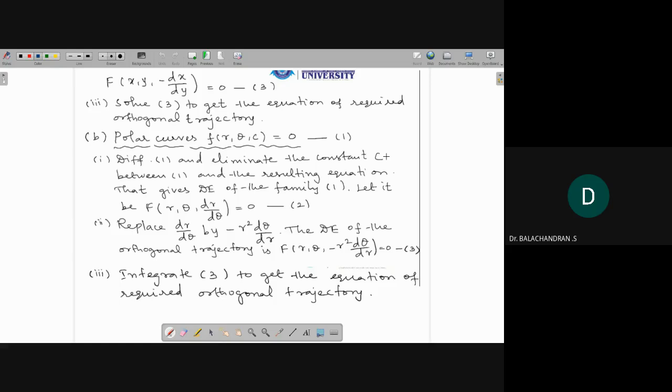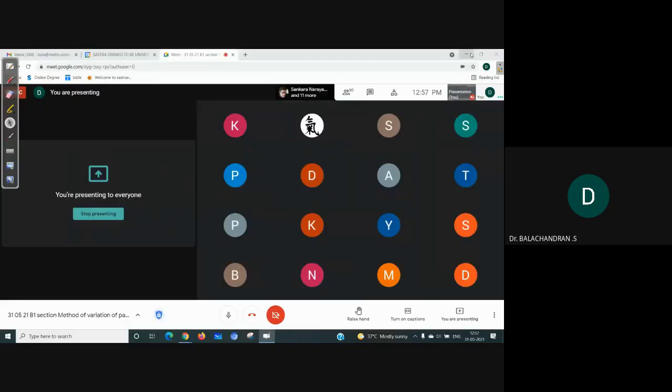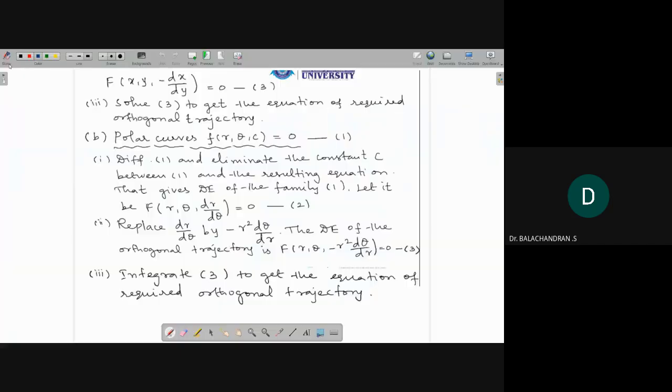I think now time is nearly 1 o'clock, so we will discuss problems in the next class. I think we still have three or 4 minutes, but I don't want to rush the problems now, because I need at least 10 minutes for the first problem. I think you understand the concept clearly. If you have any doubts in the orthogonal trajectories or method of variation of parameters, you can ask me.